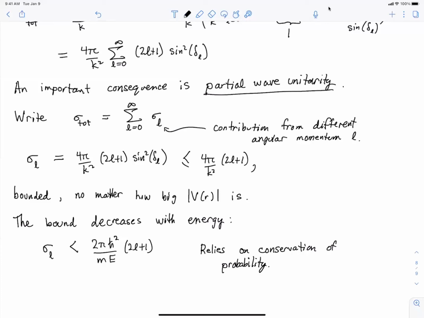All right, we're out of time for today, but next time we will talk more about partial wave unitarity and what it implies, and then try to do a few examples, or at least one example, where we start with a potential and compute the phase shifts and then plug into these formulas.